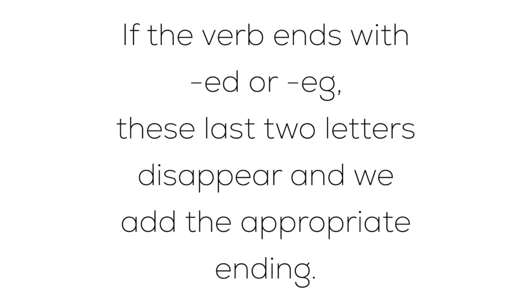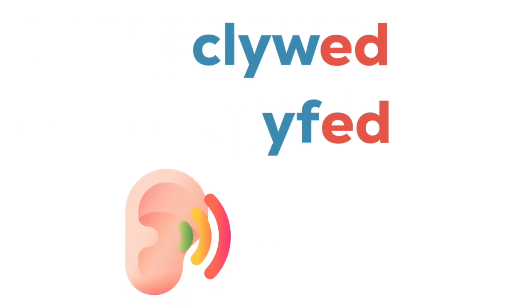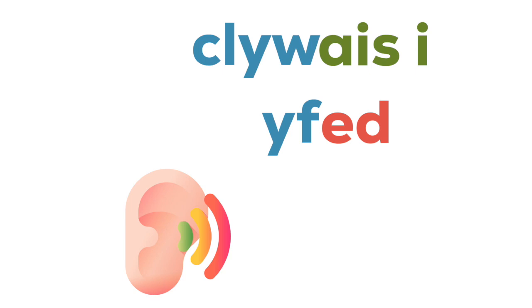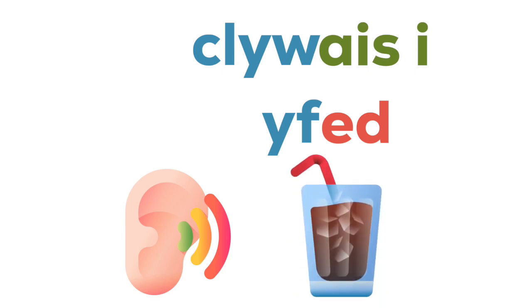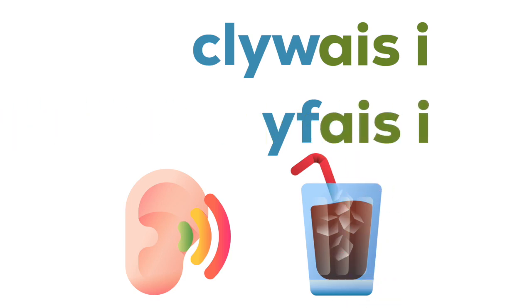If the verb ends with ed or eg, these last two letters disappear and we add the appropriate ending. Enghraifft, clywed, to hear, clywais i. Yfed, to drink, yfais i.